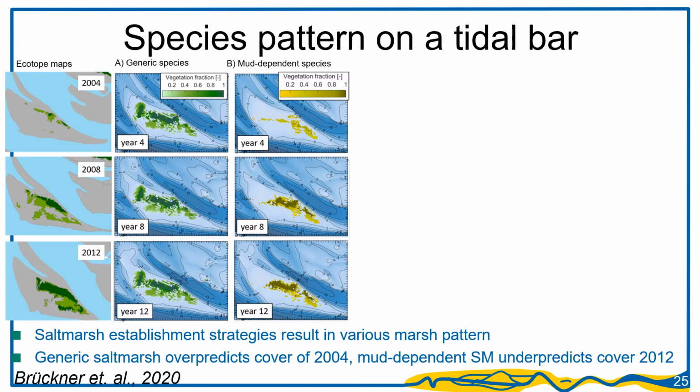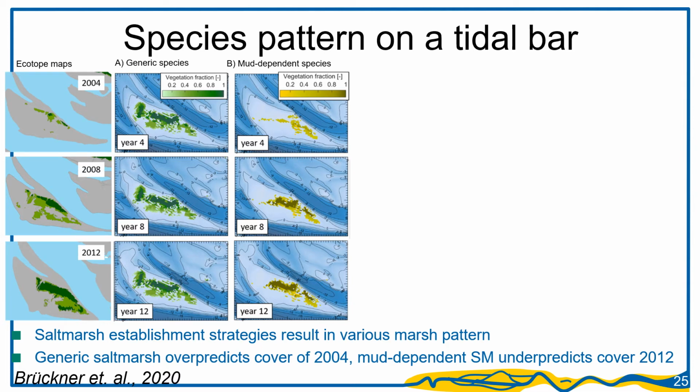But there's not a big trend, so the vegetation settles and then it stays more or less the same and it doesn't change with time, which means that there is a slight overprediction of saltmarsh cover for 2004, but the further we get, the more similar the cover looks to the present day saltmarsh.